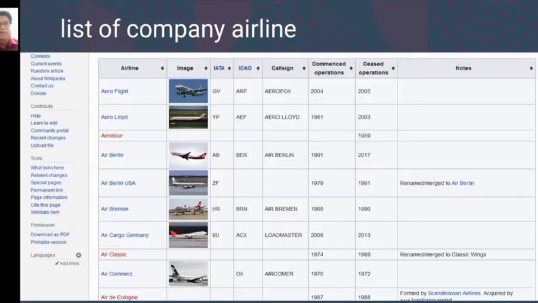Alright, next is the list of company airlines. I will read the list of company airlines. First we have Aeroflight, and then Aeroleolet, Aerotalk, Air Berlin USA, Air Bremen, Air Cargo Germany, Air Classic, Air Commerce, and lastly Air de Cologne.